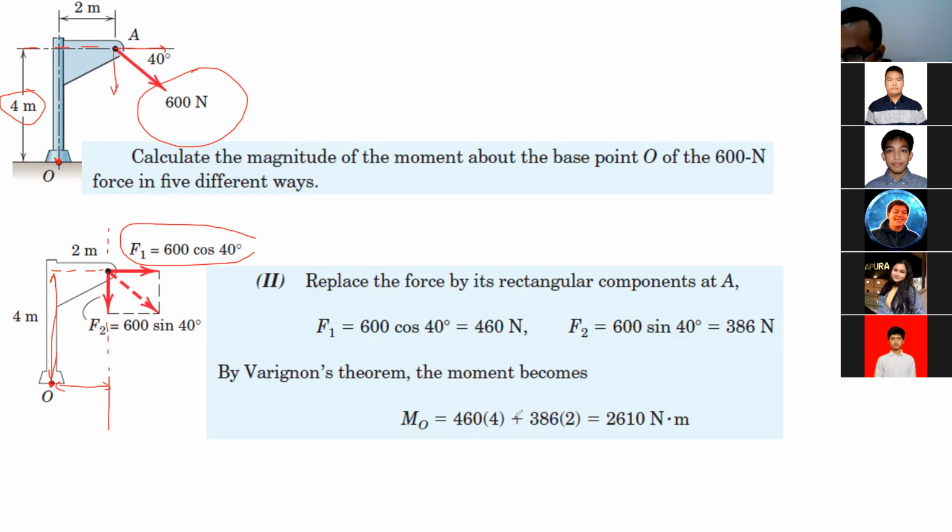That's why the first moment will be 600 cos 40, which is 460 Newton, multiplied by 4 meters. And the second moment will be 386, which comes from 600 Newton sin 40 degrees, multiplied by 2 meters, because the perpendicular distance here is 2 meters. The total will be the same. So this is Varignon's theorem. Okay. Anyone want to ask a question about this?